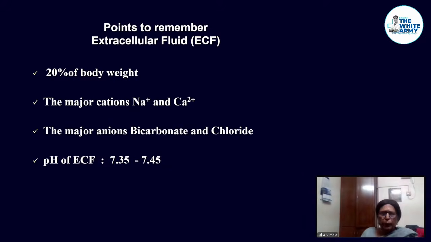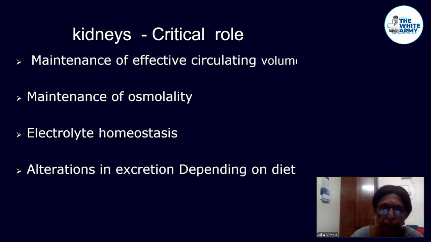Now, what are the points to be remembered when you take the extracellular fluid? It is 20% of the body weight, not body water, 20% of the patient's body weight. The major cations are sodium and calcium. The major anions are chloride and bicarbonate. Chloride is abundant, 104, followed by bicarbonate, 24. And the pH varies from 7.35 to 7.45. We take a neutral pH of 7.4.